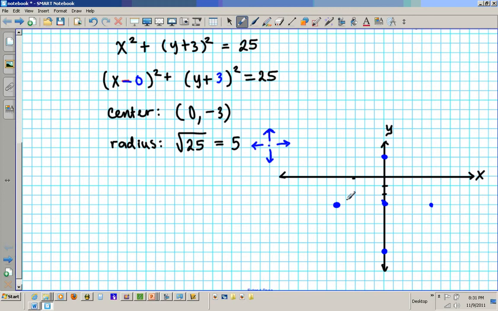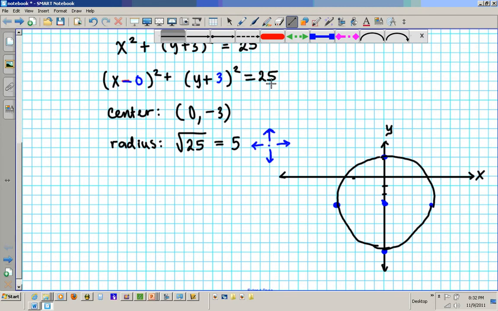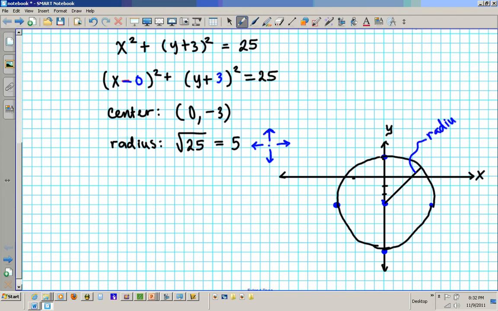Try your best to make a nice circle as best as you can. So I'm just going to try to curve this like this. This is just a sketch, so if yours isn't perfect, that's fine. And then like that. Alright? After doing a circle, I just want you to indicate the radius. This segment from here to here is your radius. Alright? So that's how you do it.